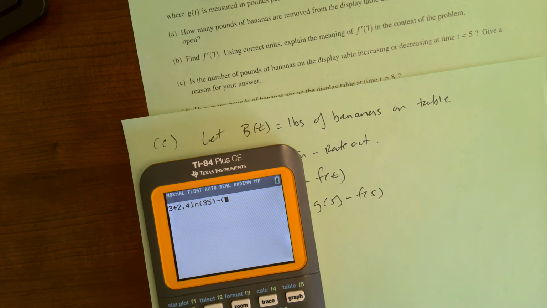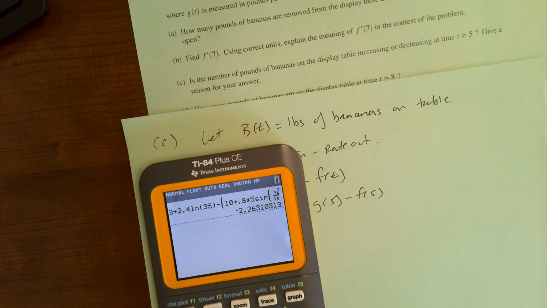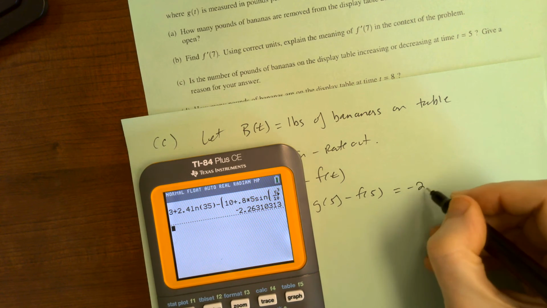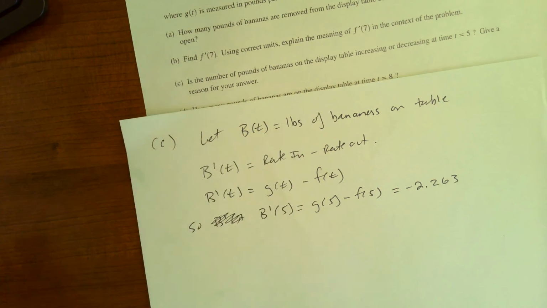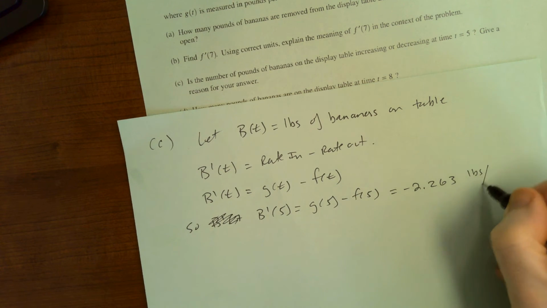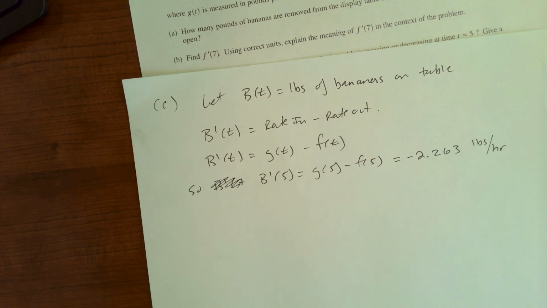Minus, or that's the rate in, now the rate out, I need parentheses around it because I'm subtracting the whole thing. 10 plus 0.8 times 5 sine 5 to the third over 100, double parentheses, equals negative 2.263 pounds per hour.